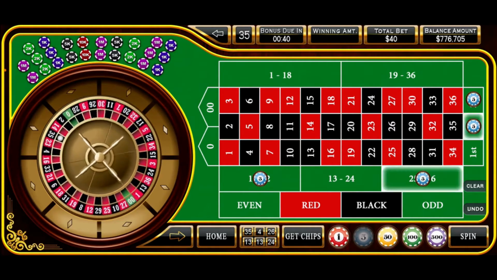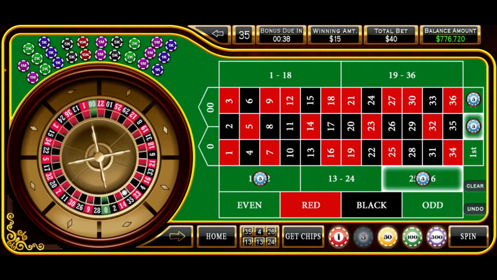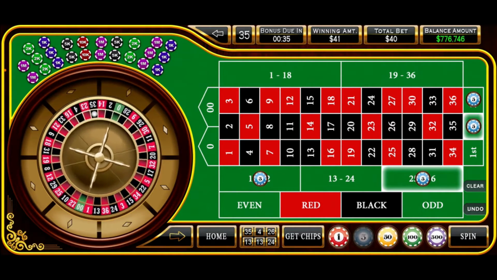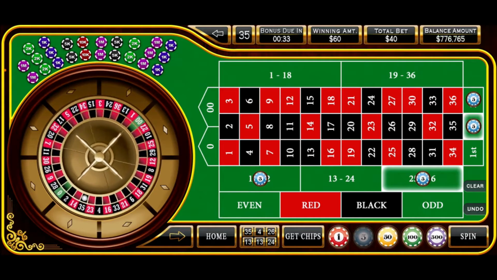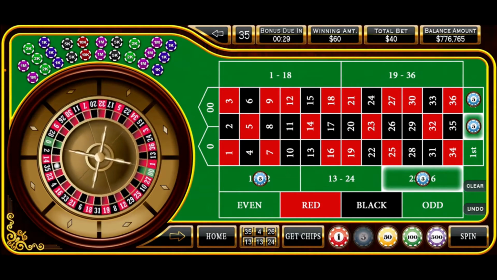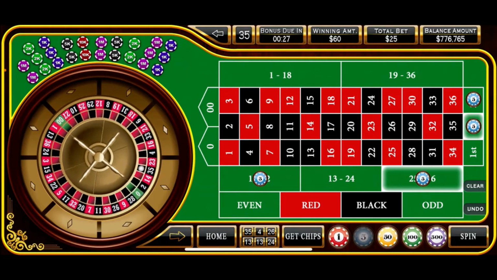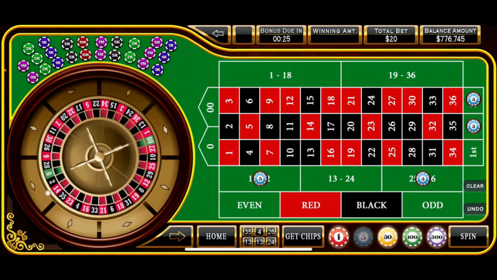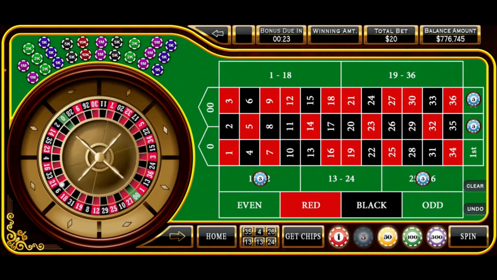And 35 black, so that is a winner. And that should get us to a new session high, which is 776,765 now. So we'll back our bets down to 1 unit each, $20, and spin it again. Here we go.